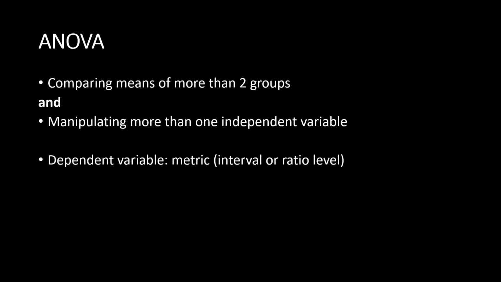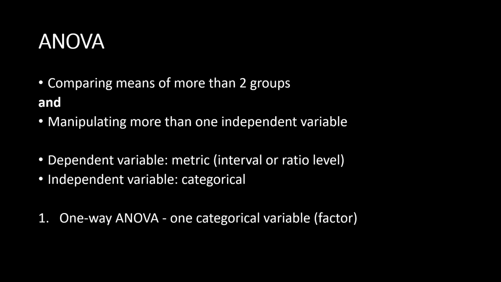In order to conduct the ANOVA test, we have to have a metric dependent variable, so it has to be measured at an interval or ratio level, and our independent variables or factors have to be categorical. We have two types of ANOVA tests based on the number of independent factors. The first one is called one-way ANOVA, and this one is used when there is only one categorical variable or factor, and the second one is called n-way ANOVA, and this is used when we have two or more factors.